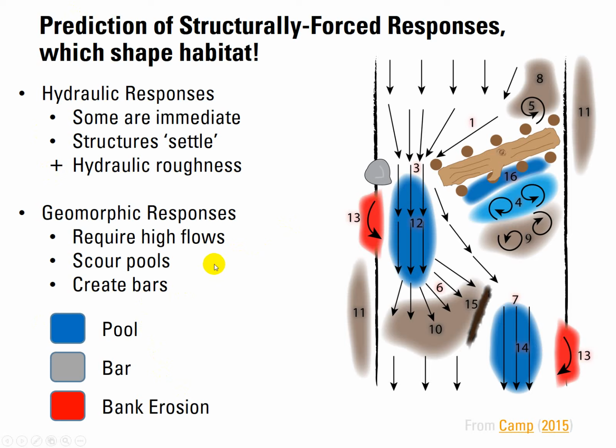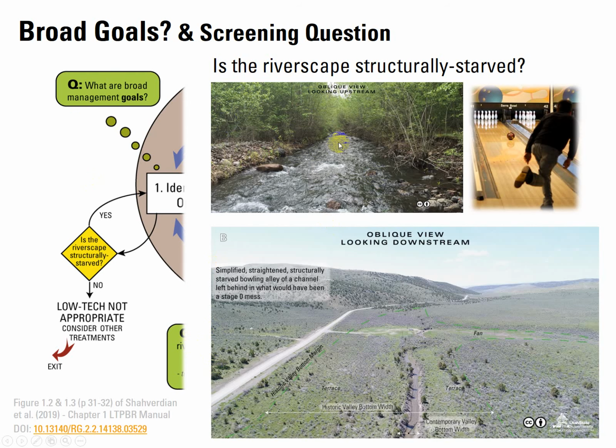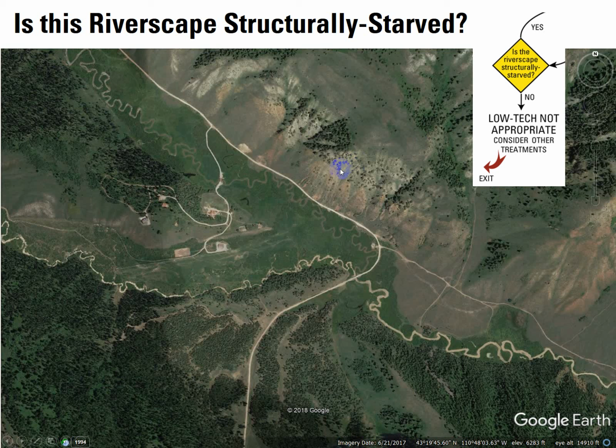I think that's good enough for now. So back to this screening question: is your riverscape structurally starved? Well, we can go to some arbitrary riverscape here. It's one that we're going to use this afternoon as our example.